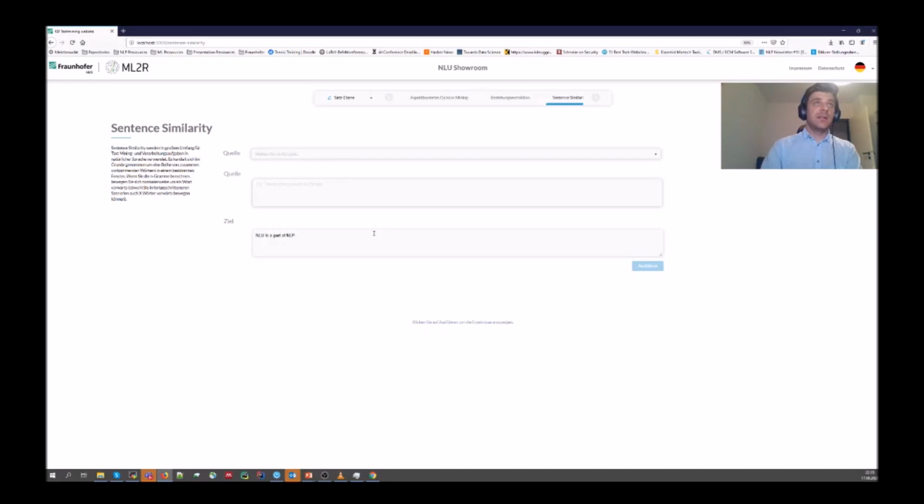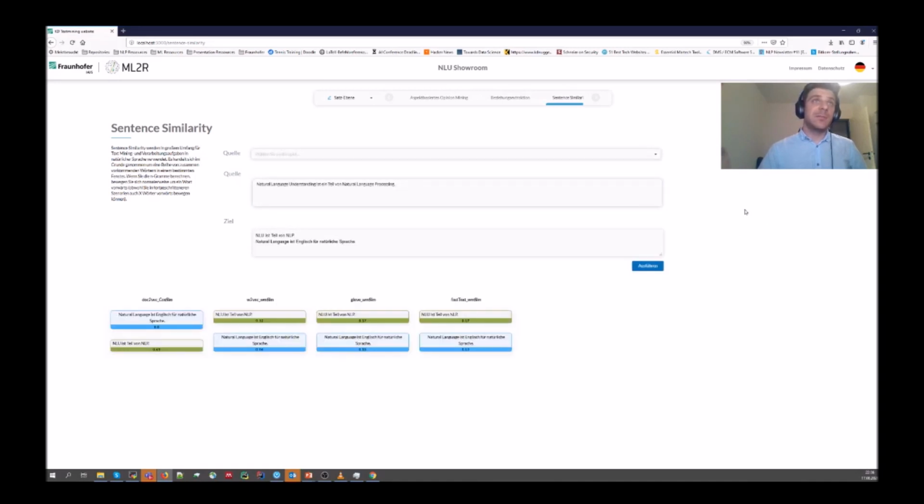And "ist ein Teil, natürlich, ist Teil von." And here we can say "natural language ist Englisch für natürliche Sprache." So the first sentence and this first sentence should pretty much correspond to each other, and the first sentence and the second sentence should be similar but not quite the same.